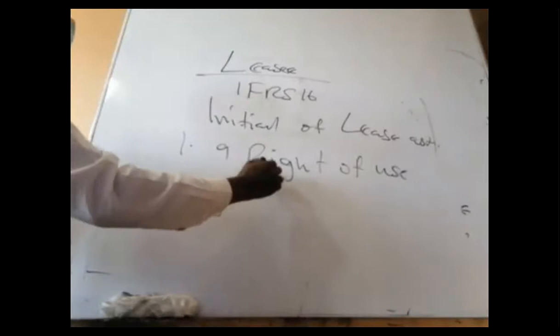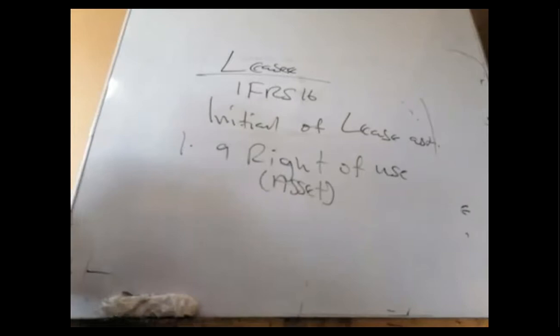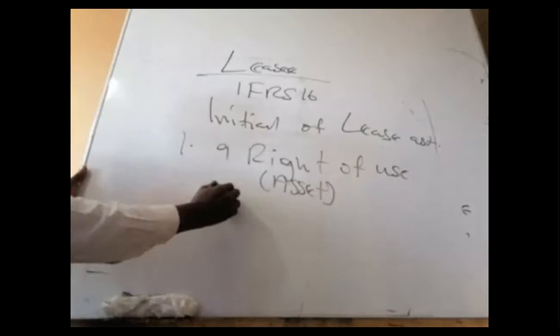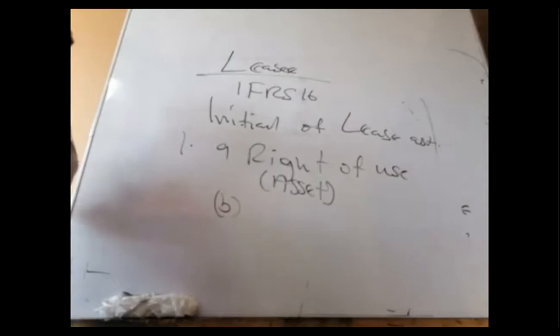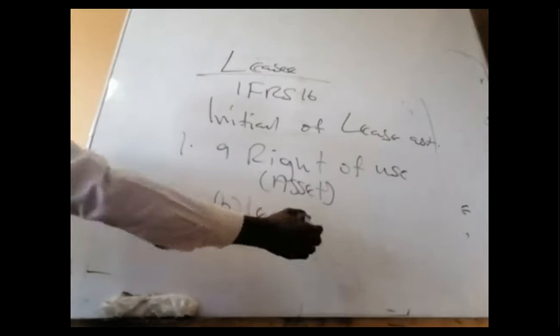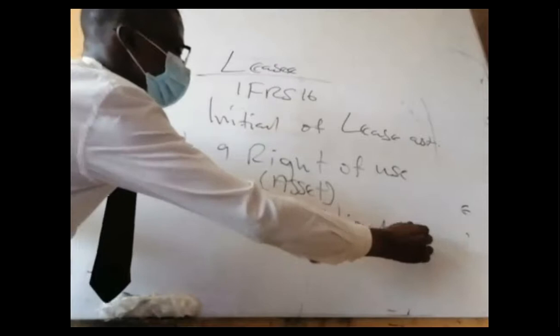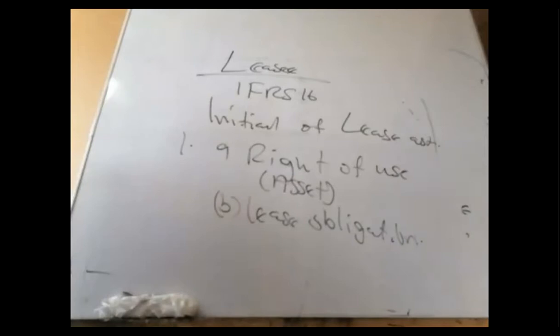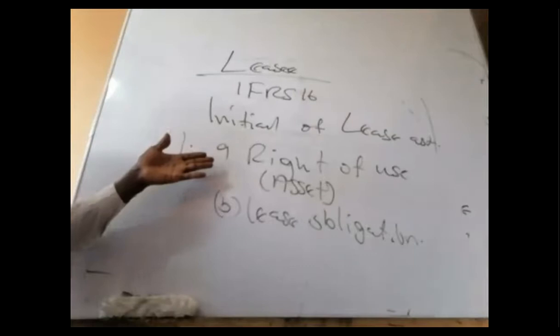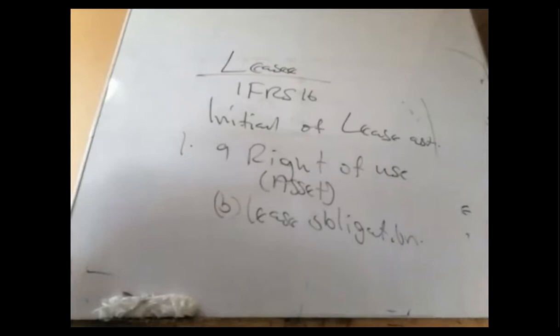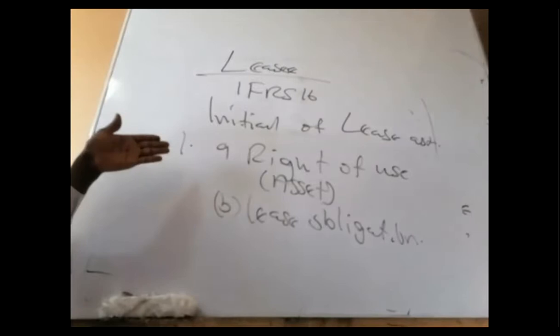So on your balance sheet, the first day you enter into the lease agreement, you record the right of use, and that is the asset. B, there must be a liability. So we call it lease obligation. That's the initial recording. Initial recording simply means the first time you enter the lease, the first day you sign the contract and start paying the money. How do you record it? We say initially, record the right of use and then the lease obligation. This is a liability and this is the asset.